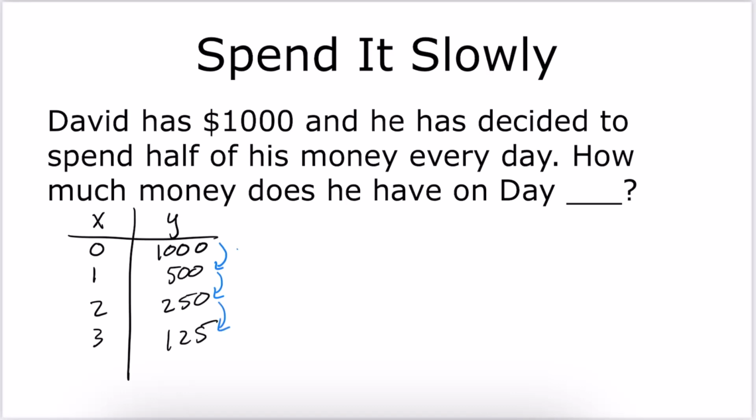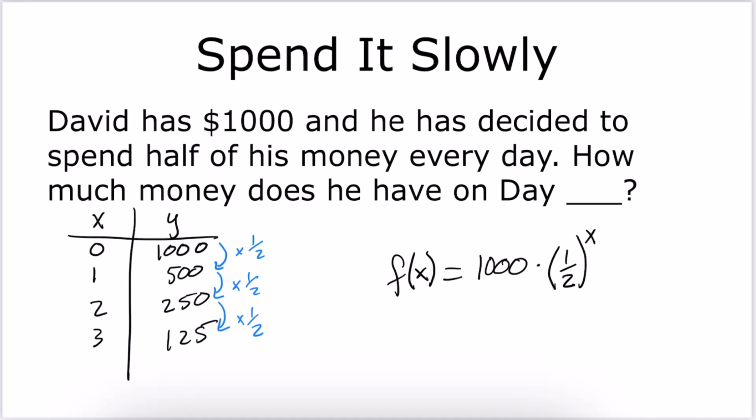but it's easier if you think about it as multiplying by a half, because dividing by 2 is the same thing as multiplying by a half. And so since you're repeatedly multiplying by a half, the way that this function would look is you would say that the amount of money he has after X days would be his $1,000 he started with times 1/2 raised to the x power. Because if you repeatedly multiply $1,000 by a half for however many days he's been spending half of his money, then that would give you the amount of money he has on day X.